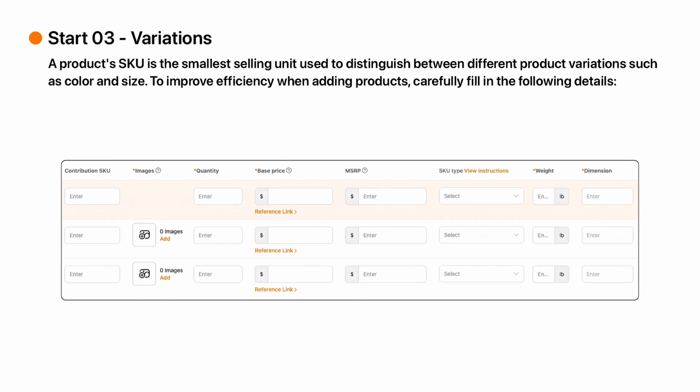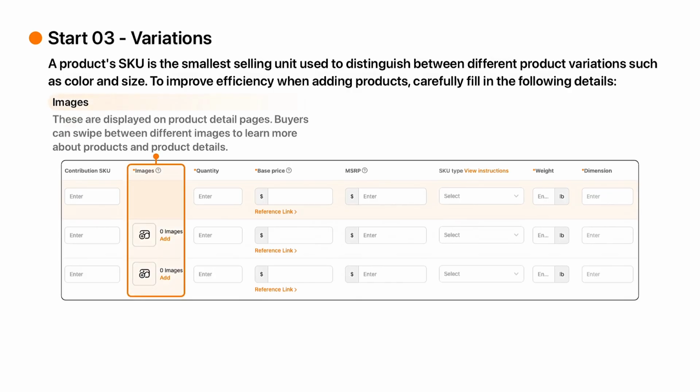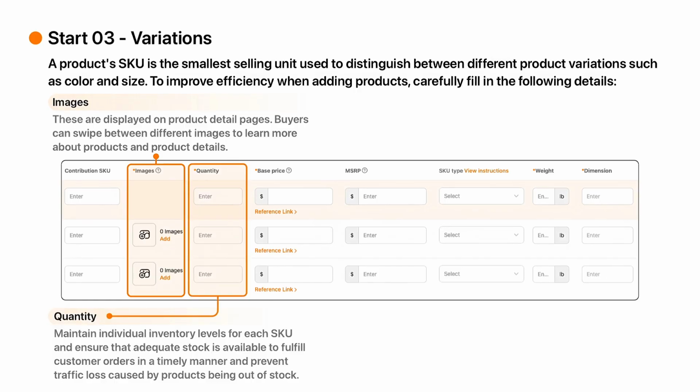To improve efficiency when adding products, carefully fill in the following details. Images. These are displayed on product detail pages. Buyers can swipe between different images to learn more about products and product details. Quantity. Maintain individual inventory levels for each SKU and ensure that adequate stock is available to fulfill customer orders in a timely manner and prevent traffic loss caused by products being out of stock.